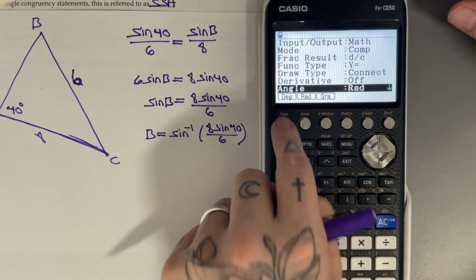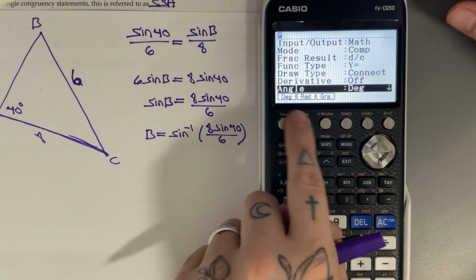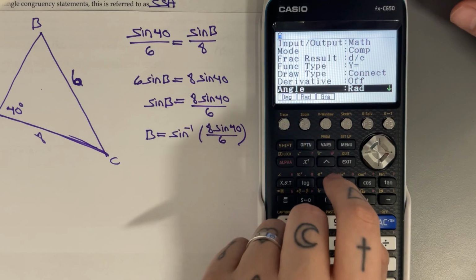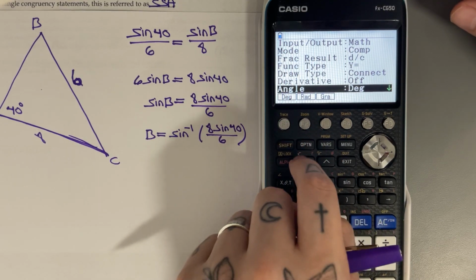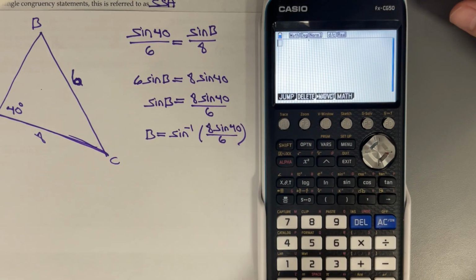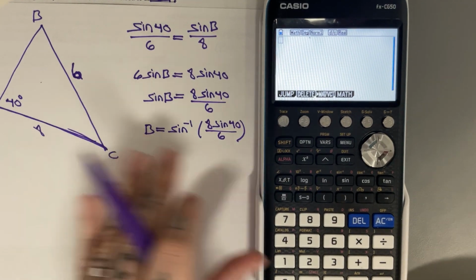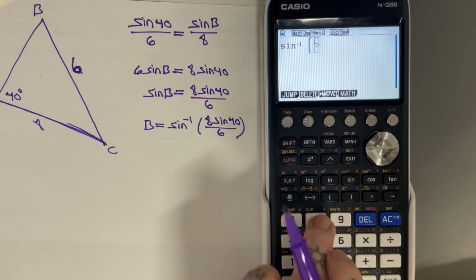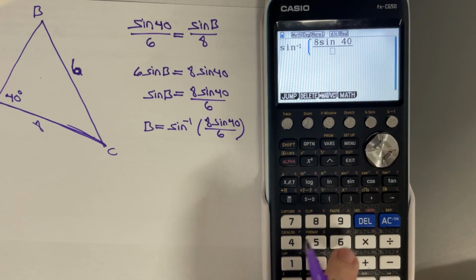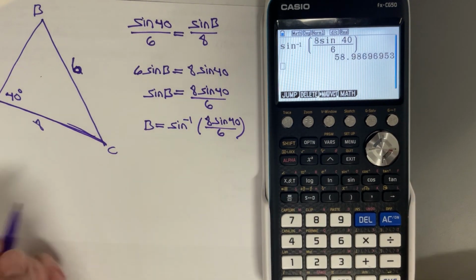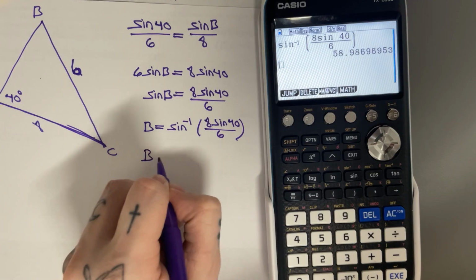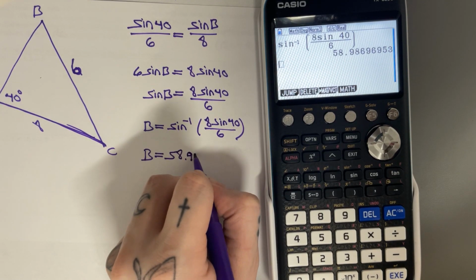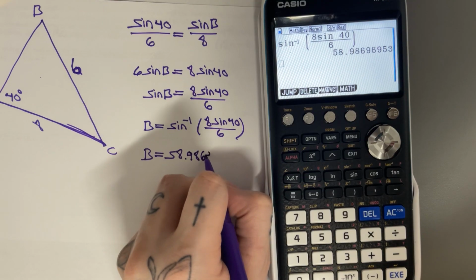So I'm going to press F1. If you're in degree mode and need to go back to radian mode, you can press F2, or you can toggle back and forth between whichever one you need. But we're going to stay in degree mode. Now that I'm in degree mode, I'm ready to plug in: shift sine, 8 sine 40 over 6. This gives me a B value of 58.98697.